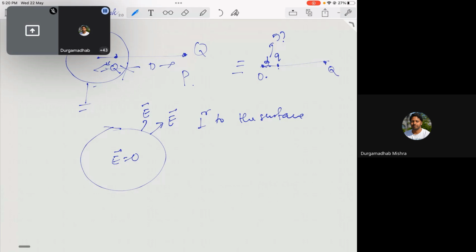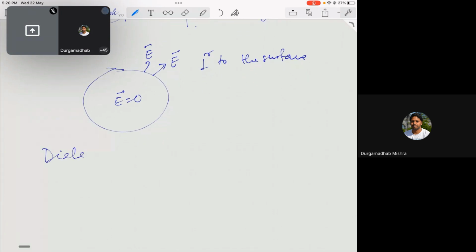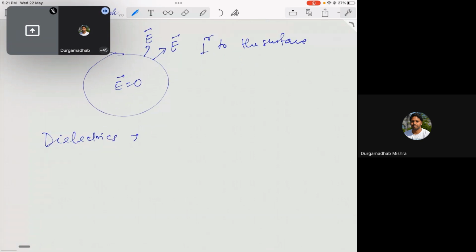In the context of insulating materials, which are also referred to as dielectrics, how they behave in an external electric field is very different compared to conductors. Dielectrics have no mobile or free charges.